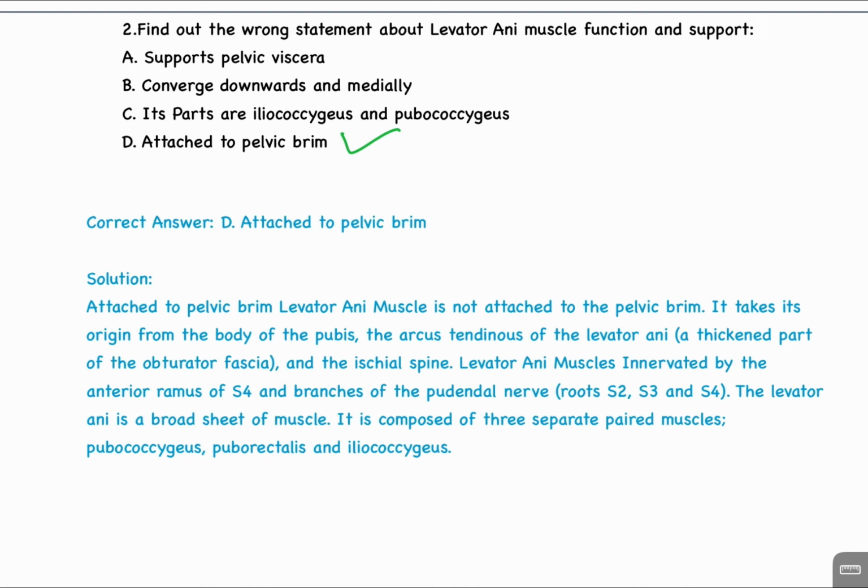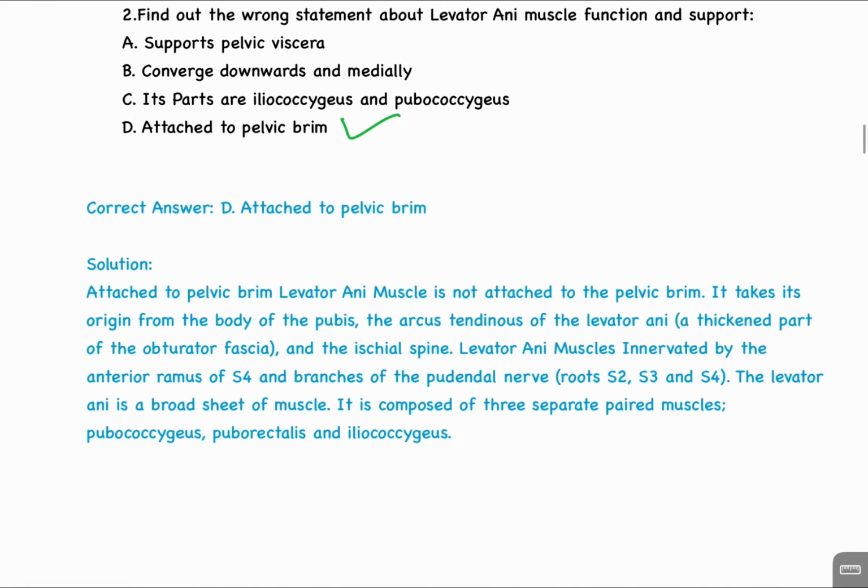Levator ani muscle is not attached to the pelvic brim. It takes its origin from the body of pubis, the arcus tendineus of the levator ani, a thickened part of the obturator fascia, and the ischial spine. Levator ani muscle is innervated by the anterior ramus of S4 and branches of the pudendal nerve roots S2, S3 and S4. The levator ani is a broad sheet of muscle. It is composed of three separate paired muscles: pubococcygeus, puborectalis and iliococcygeus.